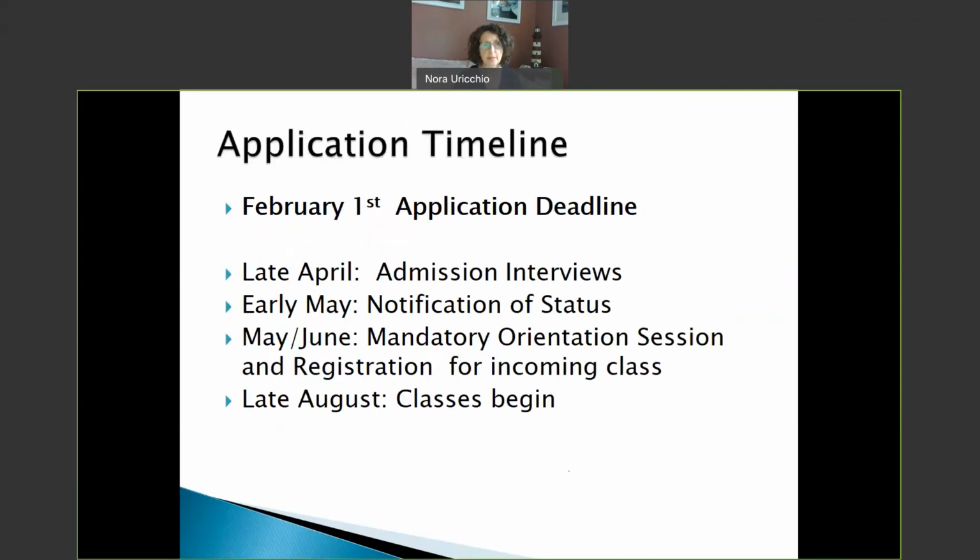Our timeline, applications are due February 1st, so this would be next February in 2021. And then we would have interviews in April, and then you'd be notified in May. And then we'd have orientation in May and June, and then classes would begin in August.